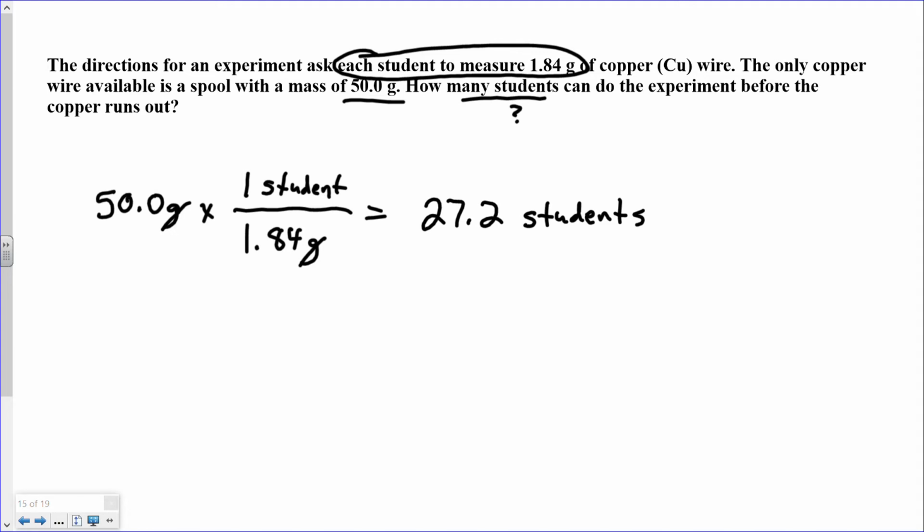Now, because students are not something that we can have a fraction of, I would want to report this answer as 27 students could do this experiment before we run out, and we would have just a little bit of copper left over.